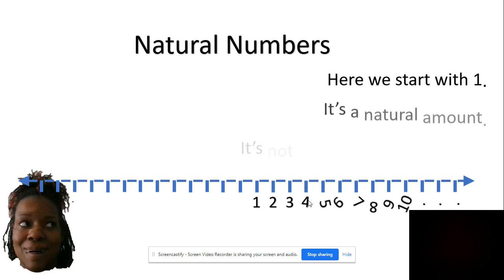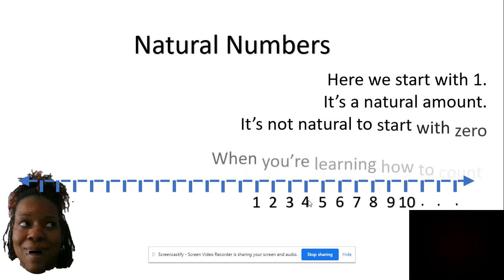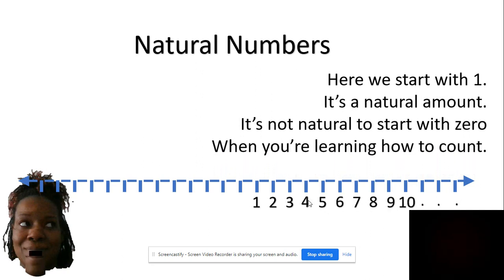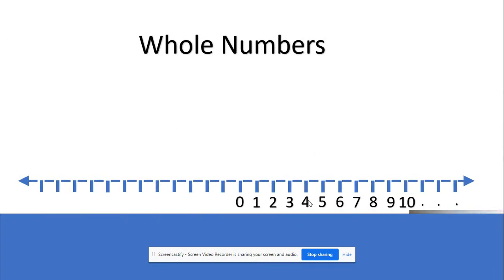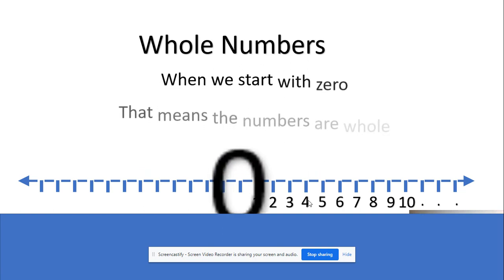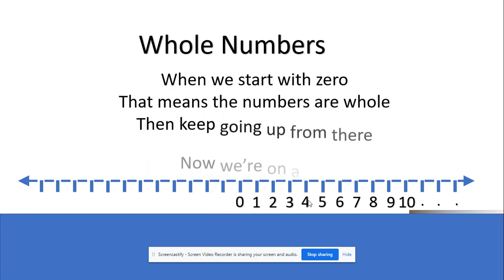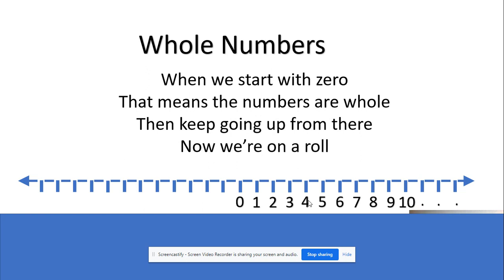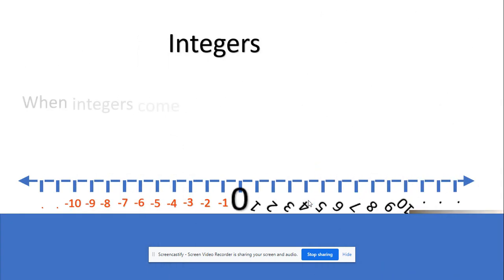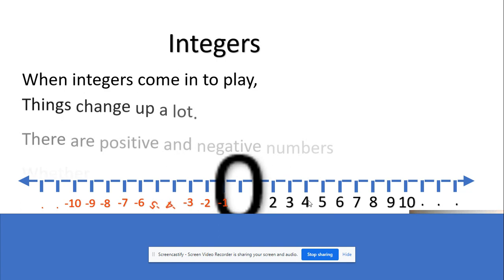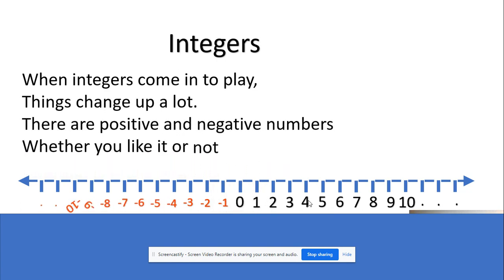Here we start with 1. It's a natural amount. It's natural to start with 1 when you're learning how to count. When we start with 0, that means the numbers are whole. They keep going up from there. Now we're on a roll. When integers come into play, things change up a lot. They're positive and negative numbers, whether you like it or not.